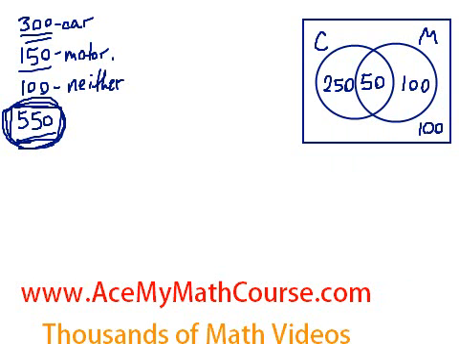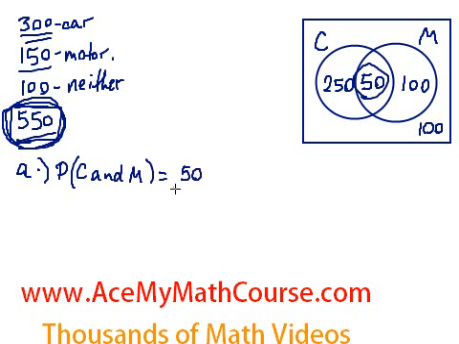Question A is: determine the probability that the person owns both a car and a motorcycle. So that would be the probability of C and M, which will be just 50 out of the whole sample space of 500 people. And that will simplify to 1 out of 10. So a 10% chance of selecting a person that has both a car and a motorcycle.